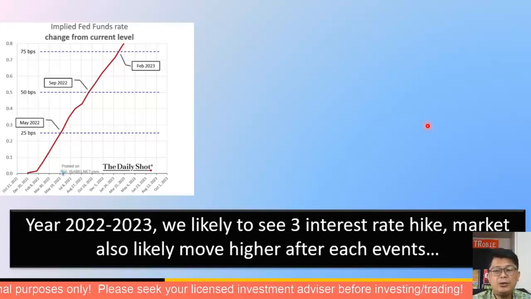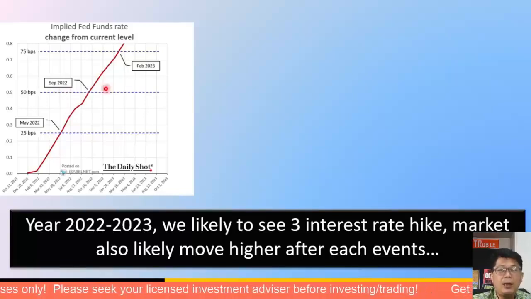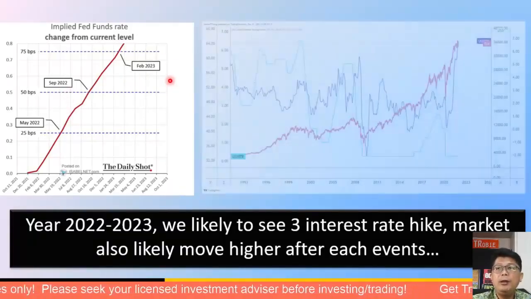We are likely to see three interest rate hikes. Okay, now that's going to be in May 2022, September 2022, right? And this is the forecast, and then February 2023.